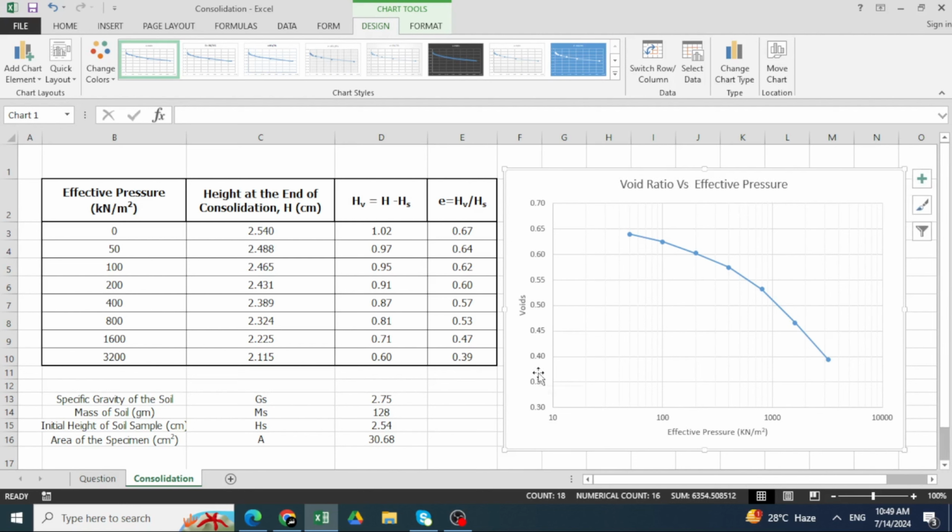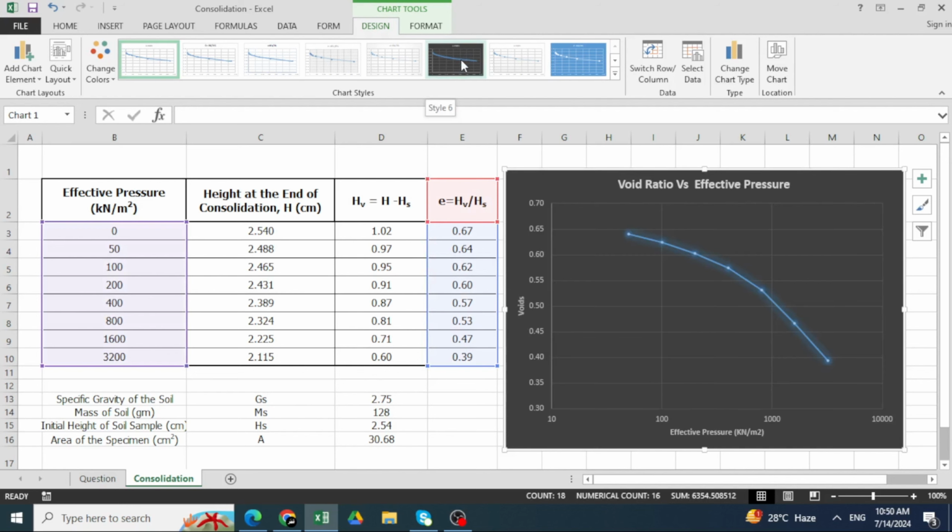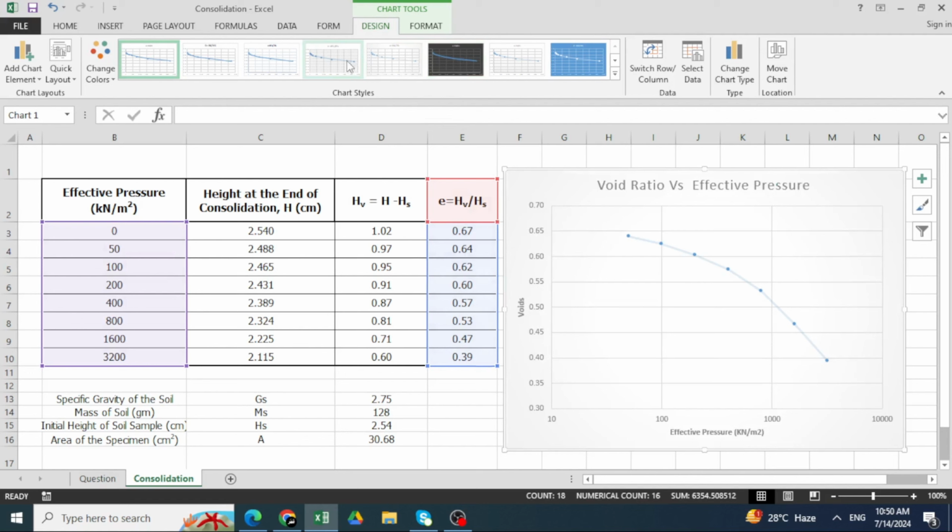So now you can see I have created the chart, and this chart can be used for elaborating the relationship between void ratio and the effective pressure. You can change the color of the chart, as well as you can format.